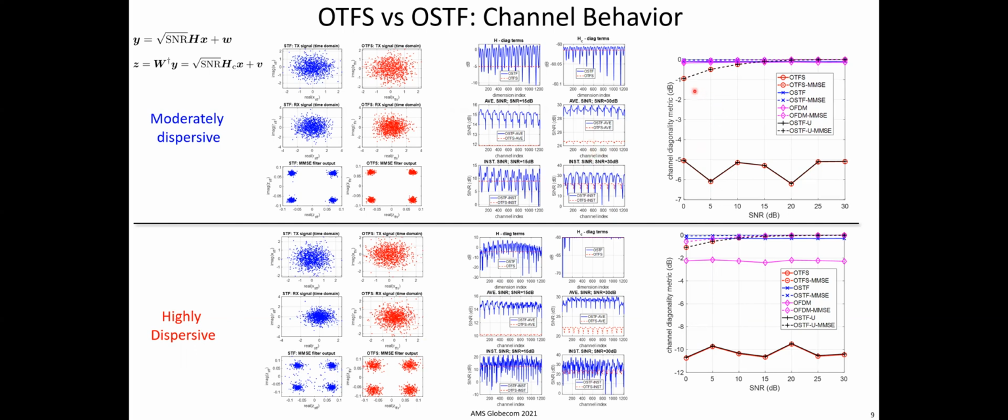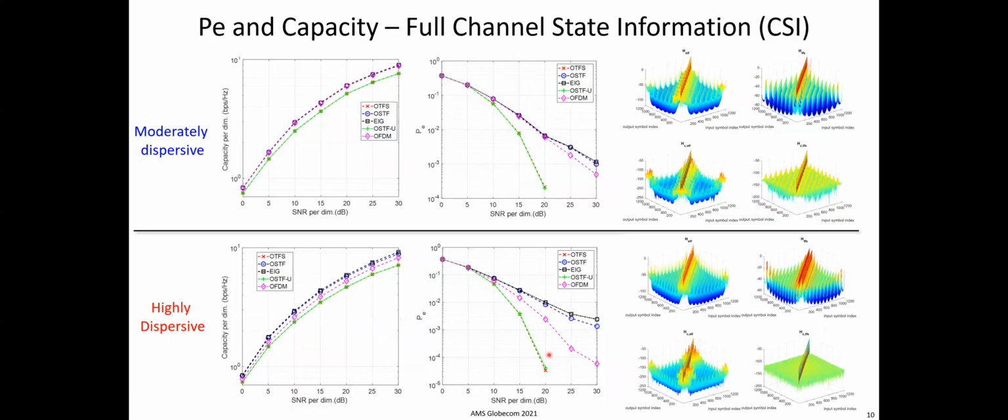And that's also shown in the diagonality metric, where OSTF and eigen are way on top because they have the best diagonality metric. And then OFDM is close there too. And then this is OTFS as well as OSTF-U, the generalized one. And they have a very poor diagonal metric without MMSE. And then when you apply the MMSE matrix, their metric gets better. And in the highly dispersive channel, the situation gets more accentuated.